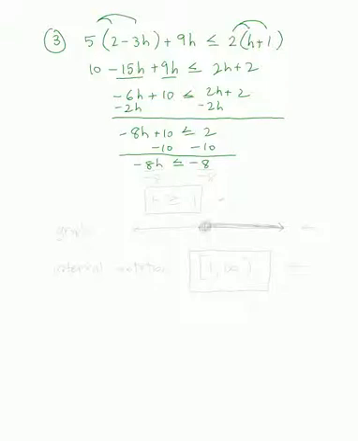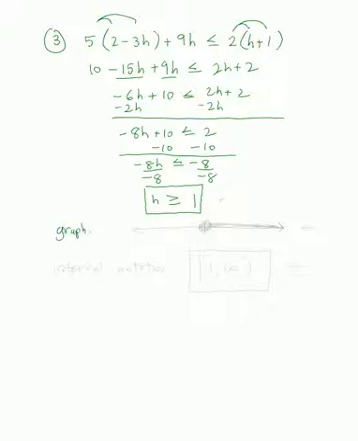Now, to isolate the h, I divide both sides by negative 8. I end up with h is greater than or equal to 1. Remember, we have to reverse that inequality sign. Okay, so this is our solution.